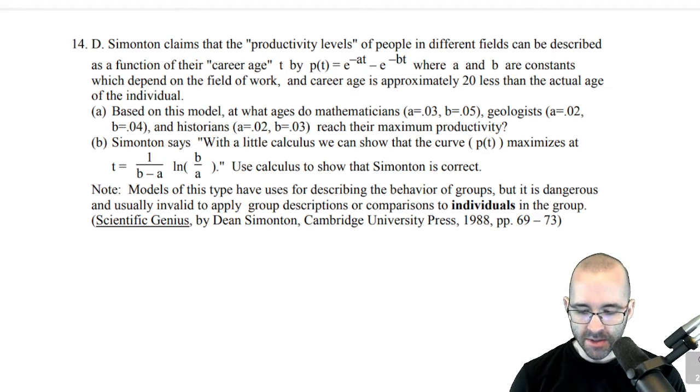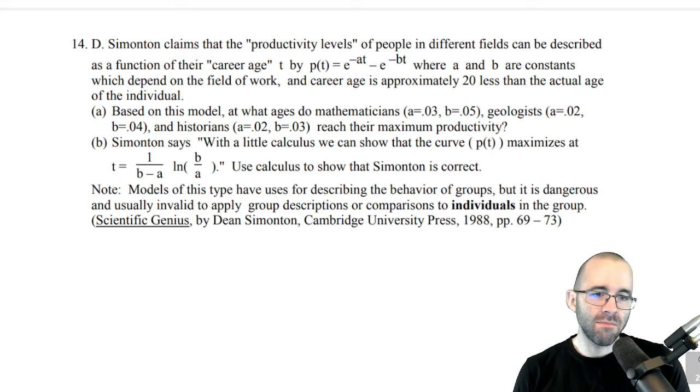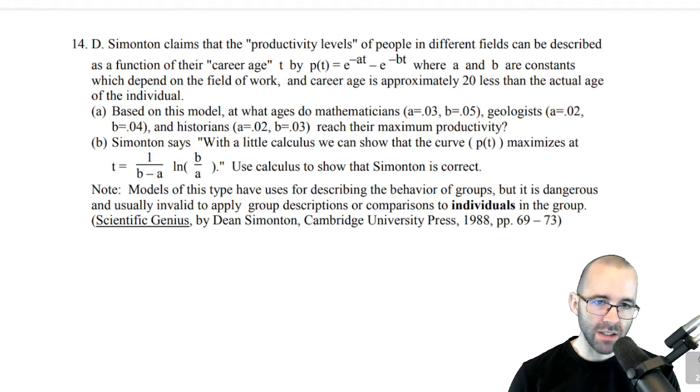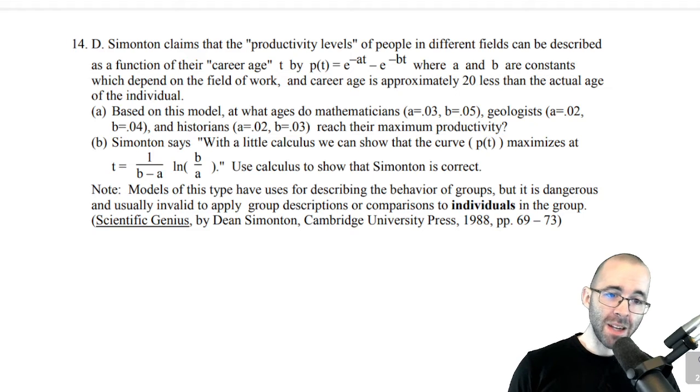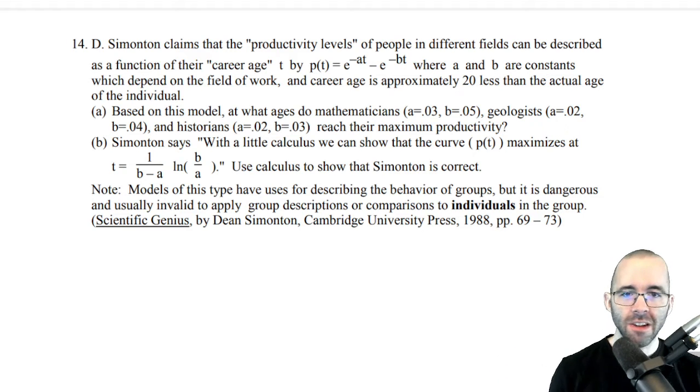So D. Simonton claims that the productivity levels of people in different fields can be described as a function of their career age T with this equation. Okay, and A and B are constants, which depend on the field of work. All right, sounds a little questionable so far. I don't know who this person is. Might want to research them. And career age is approximately 20 years less than the actual age of the individual. So we're kind of rounding, saying people start their careers when they're about 20 years old, which is very generous, honestly. Many people start later than that, but some people start early.